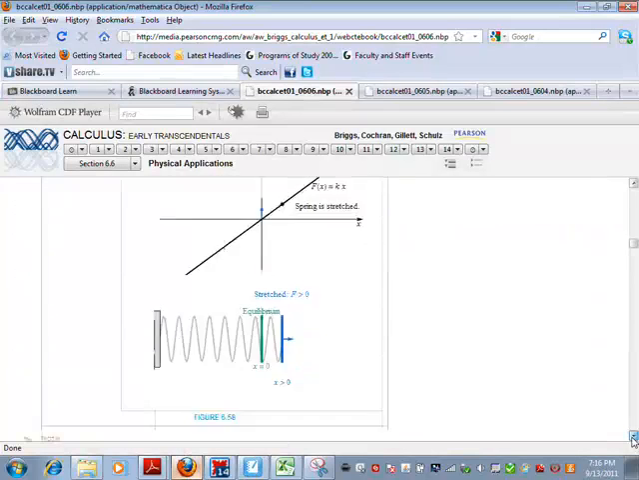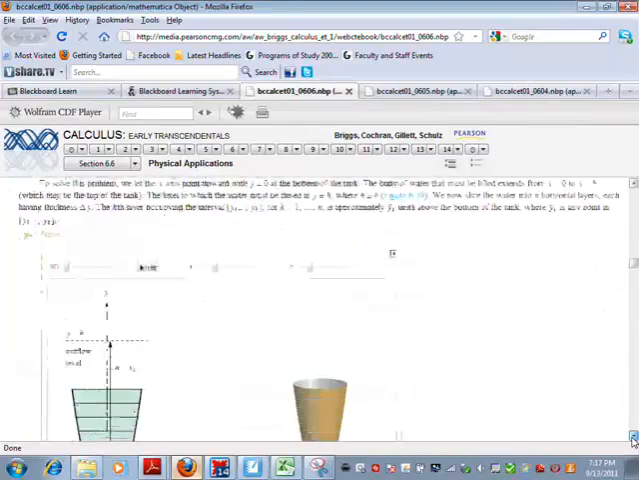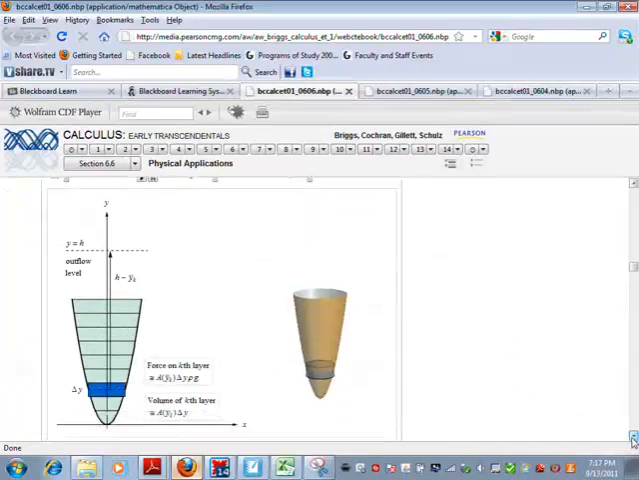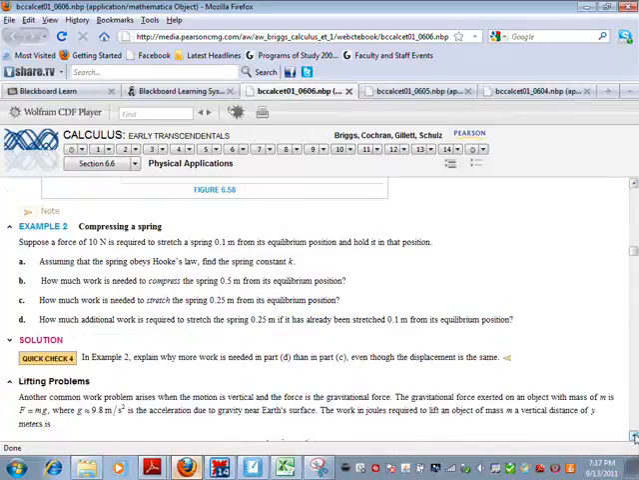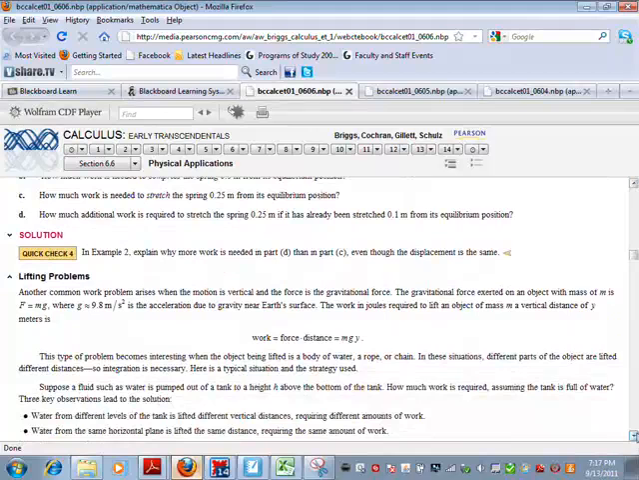Typical example, let's see here. Let me find typical examples here, right? So, lifting problems, and I'm going to ask a problem like this. Another common work problem arises when motion is vertical and the force is a gravitational force.